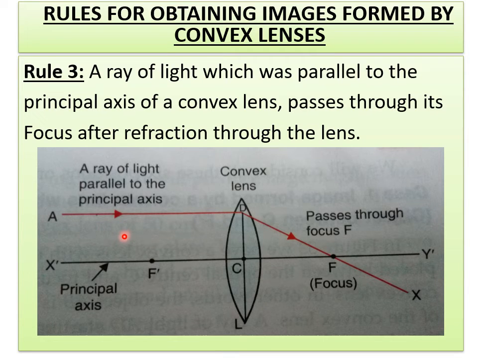So what is the rule, children? This is a ray of light parallel to the principal axis. When it gets into the lens, what happens after refraction? It passes through the focus. When you are drawing ray diagrams, follow one firm idea: this will be F1 and this will be F2. Remember that. So once again, a ray of light which is parallel to the principal axis of a convex lens passes through its focus after refraction through the lens.